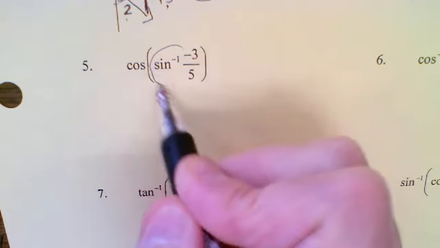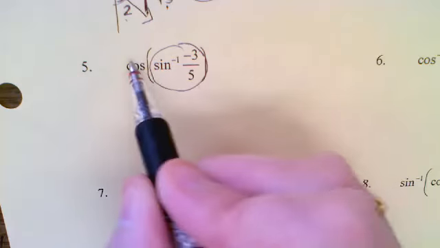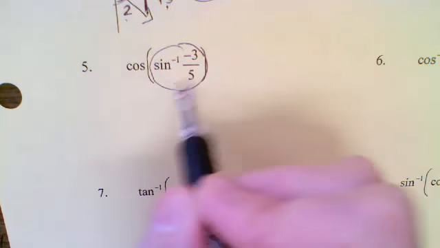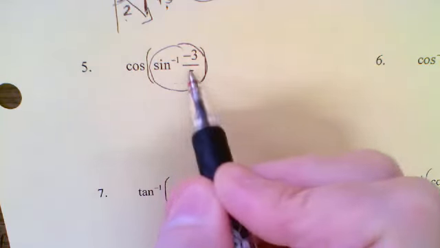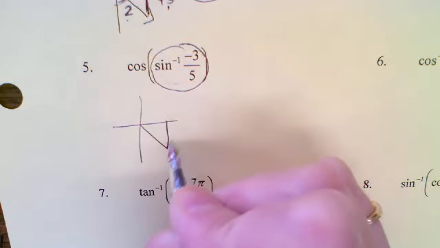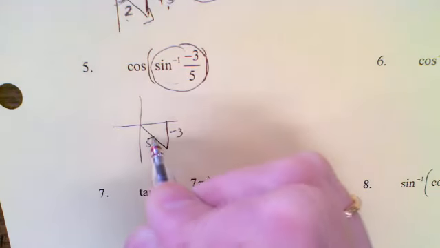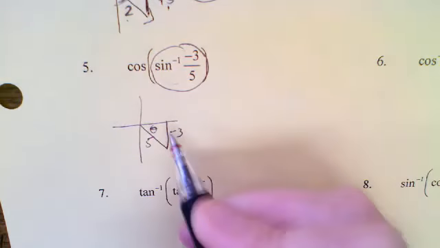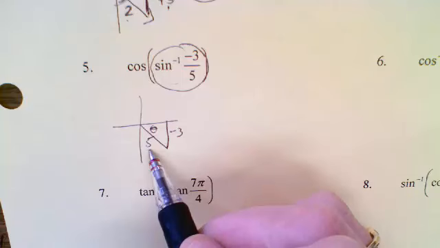So again, remember, that means an angle. So I'm looking for the cosine of this angle. So I'm going to draw that picture. It's inverse sine. What angle has a sine of negative 3/5? I don't know that one, so I'm going to draw it. There's my angle. I'll call it theta. It has a sine of negative 3/5.